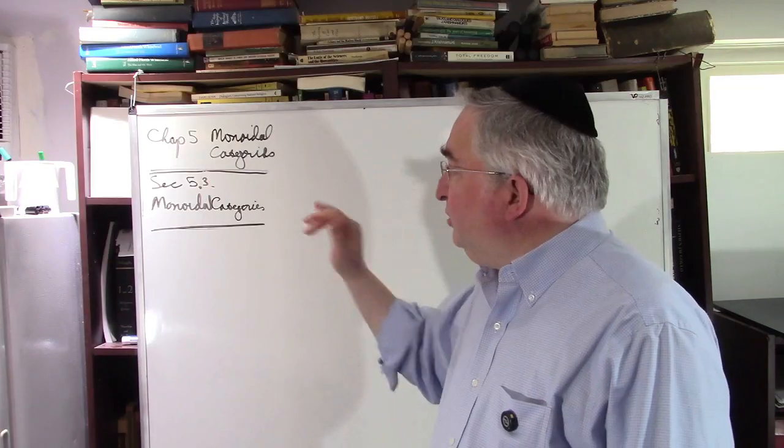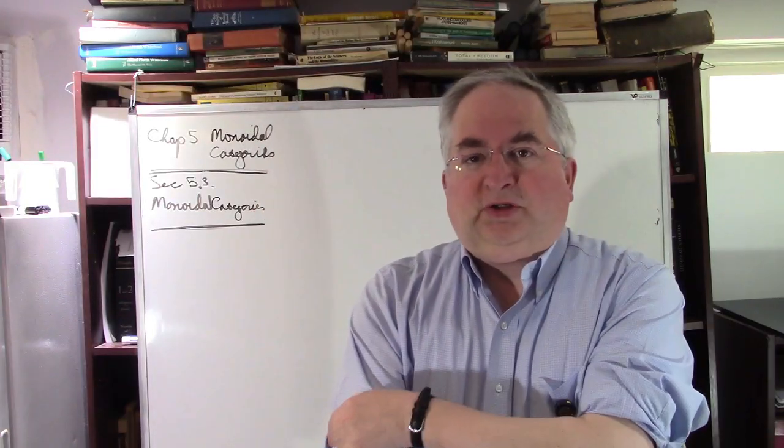They're about a category with a product or a category with a co-product, and how those products and co-products are not as strictly associative, but they give you automatically some other information. And today we're going to do section 5.3, which is called monoidal categories, and this is kind of the most general definition there is. We'll talk next chapter about where things are even less strict.